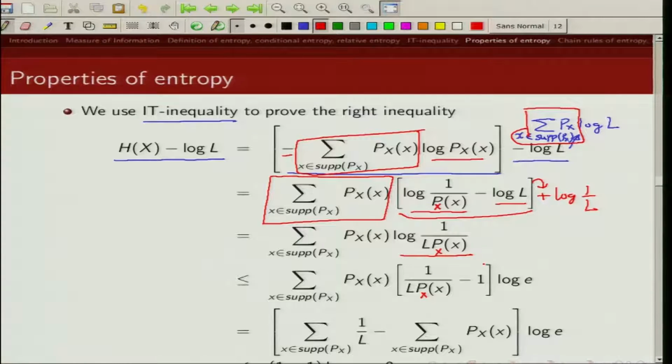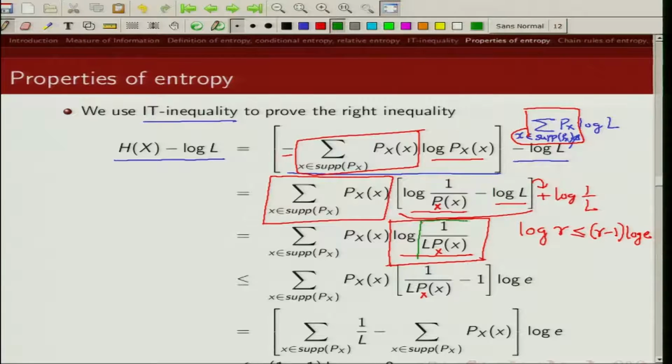Now, this quantity can be simplified using the IT inequality. Now, what does the IT inequality say? IT inequality says that log of r is less than or equal to r minus 1 times log of e, with equality happening when r is equal to 1. So, what is r here?